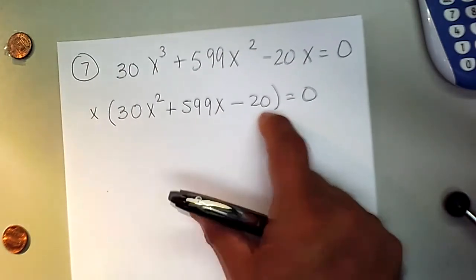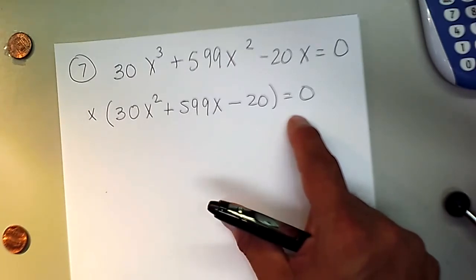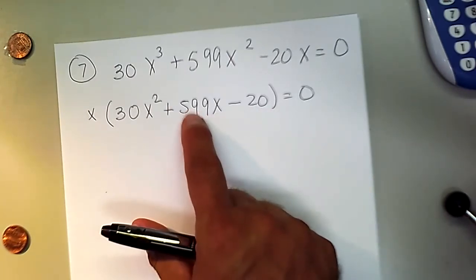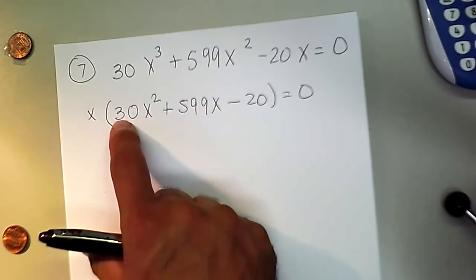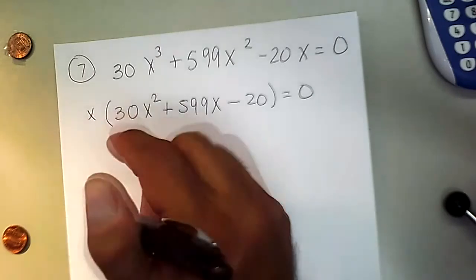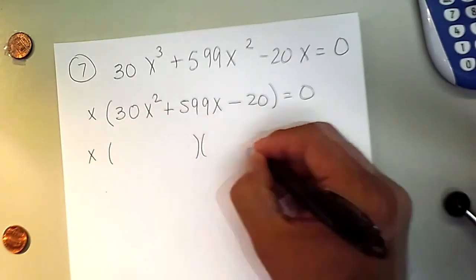I almost want to, because if we use the quadratic formula, well, this number is gigantic, 599. Now let's think about this. So we need two numbers. Let's see if we can at least start factoring things out.